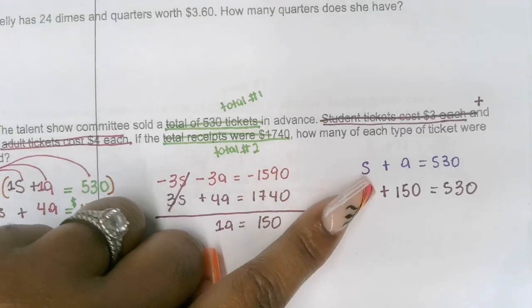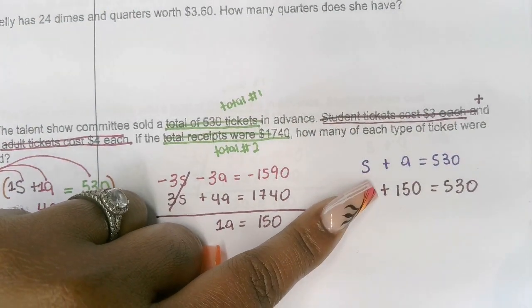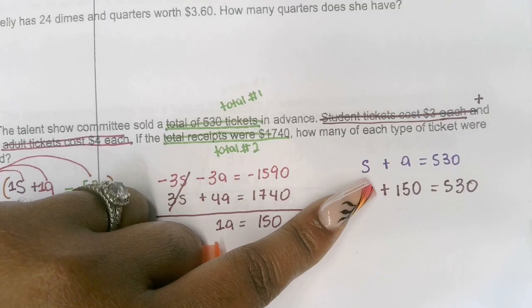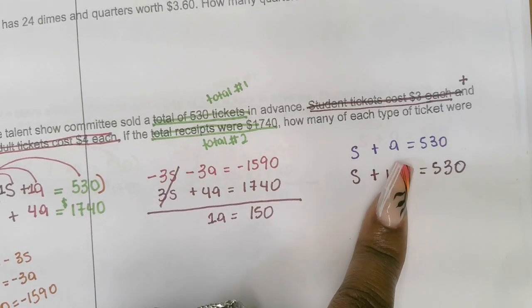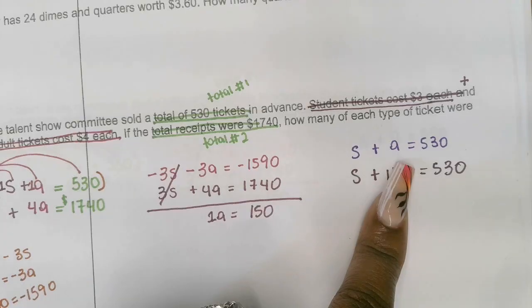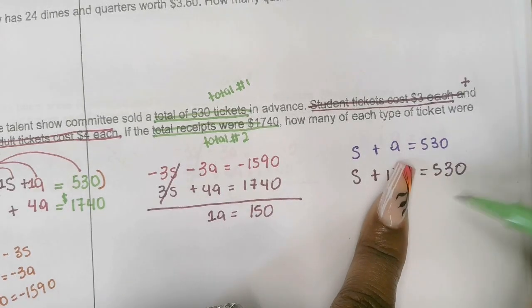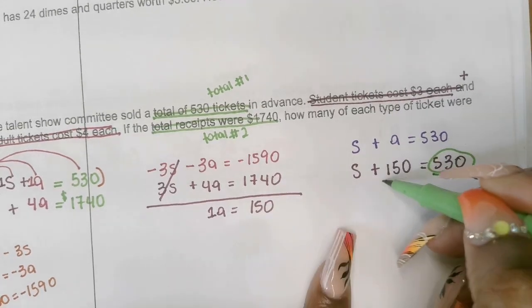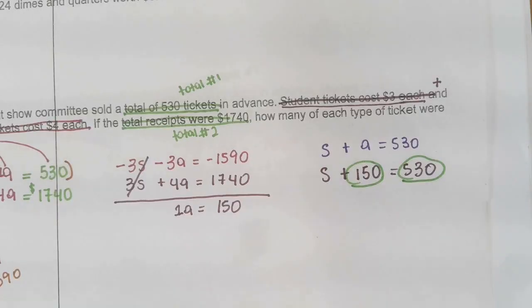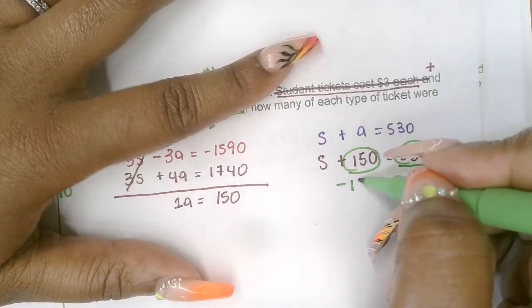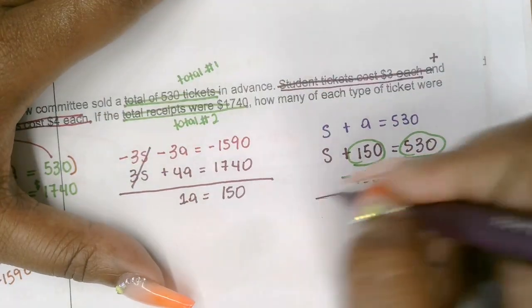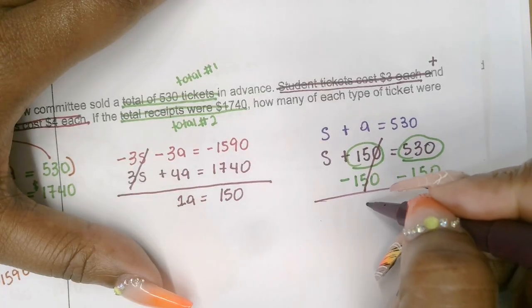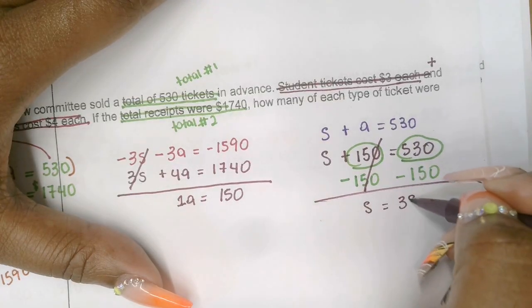We're then going to cover S. Ask the question, do I have any other S in this row? My answer is no. Then I'm going to cover the 150. Do I have any other constant in this row? And I can answer and say yes, the 530. So if these are both constants, I'm going to combine both of them. I'm going to move this 150 from the left to the right. S is equal to 380.